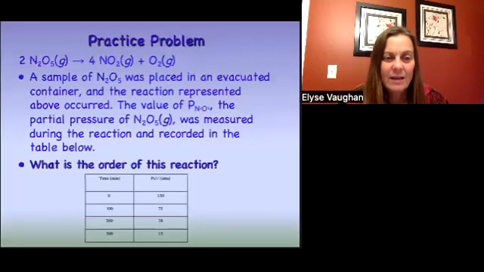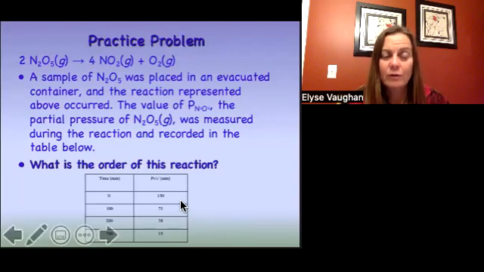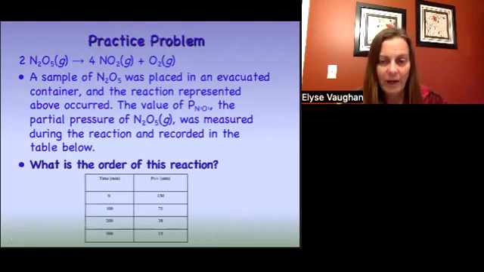So you can see from our data here that in 100 seconds, it goes from a pressure of 150 to a pressure of 75. And in the next 100 seconds, it goes from 75 to 38. So you can see that each time our pressure, and therefore our concentration, is halving. So because this has a constant half-life, we know that this is a first order reaction.